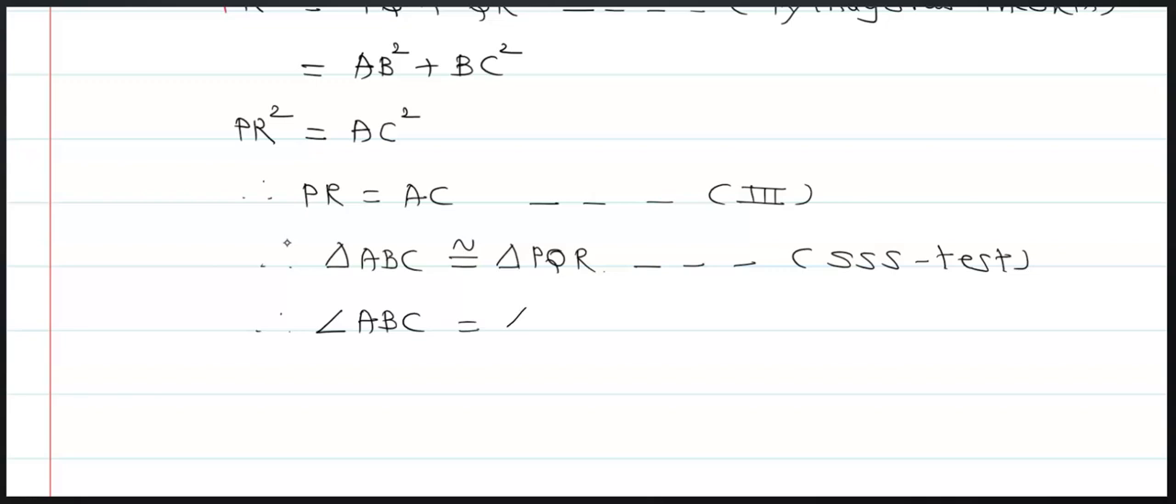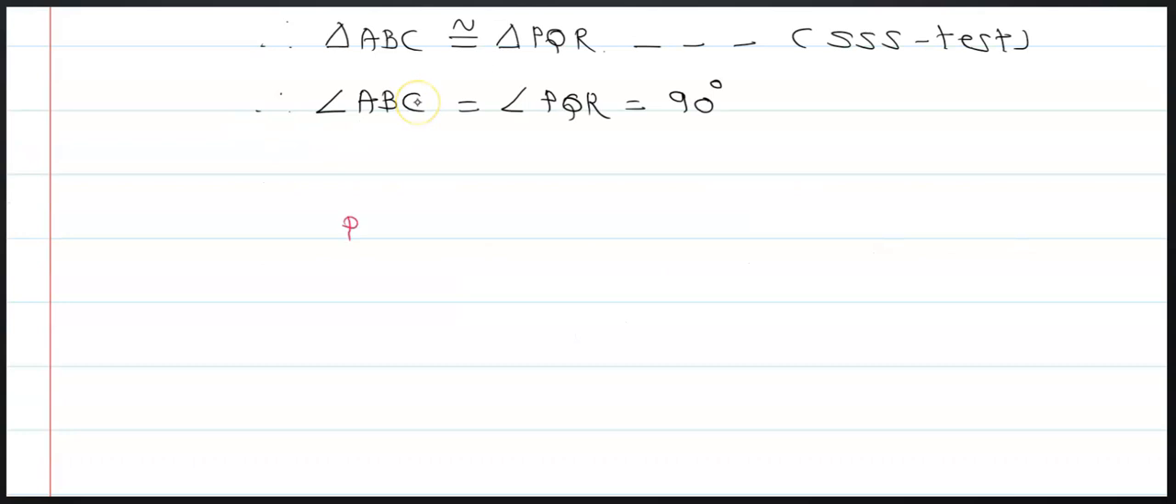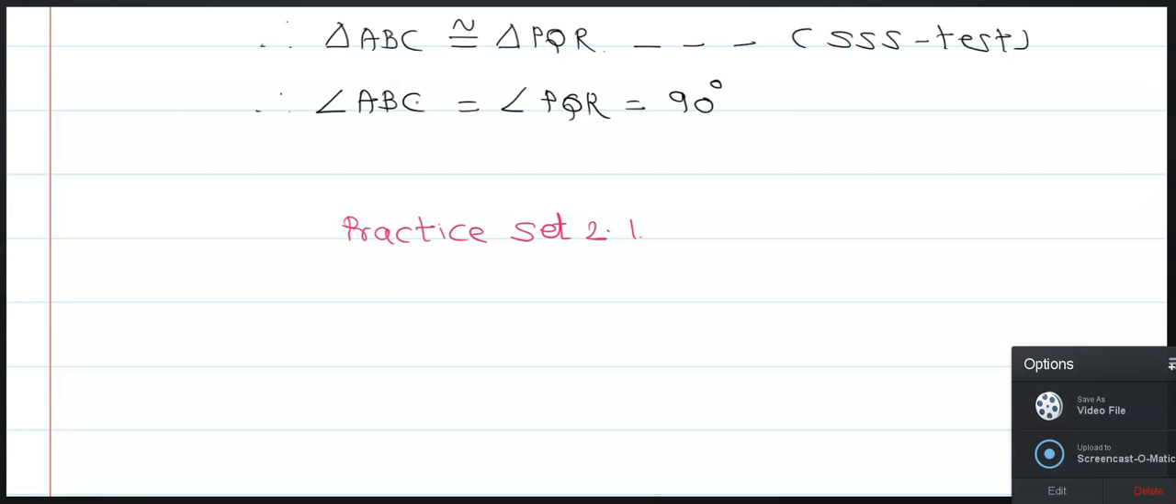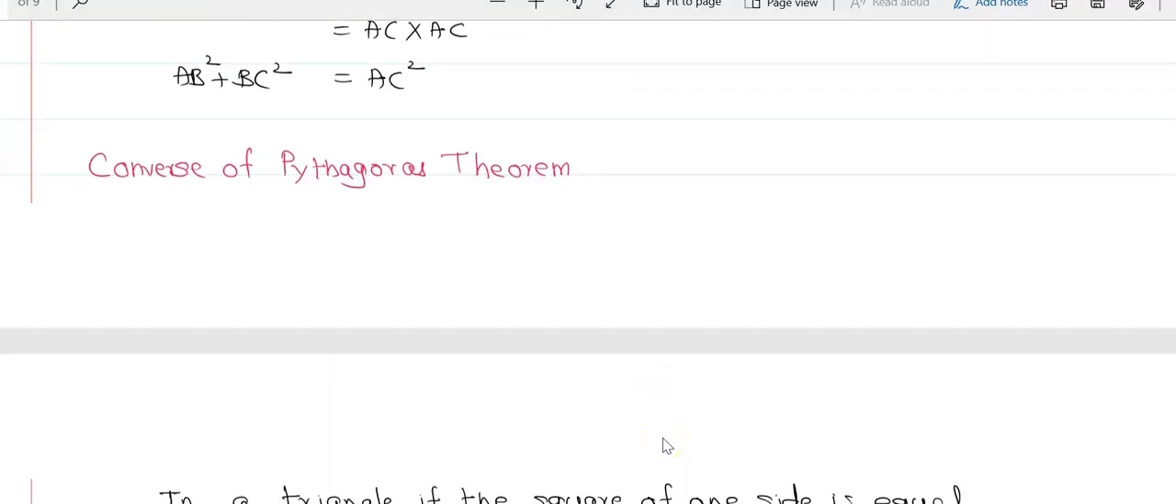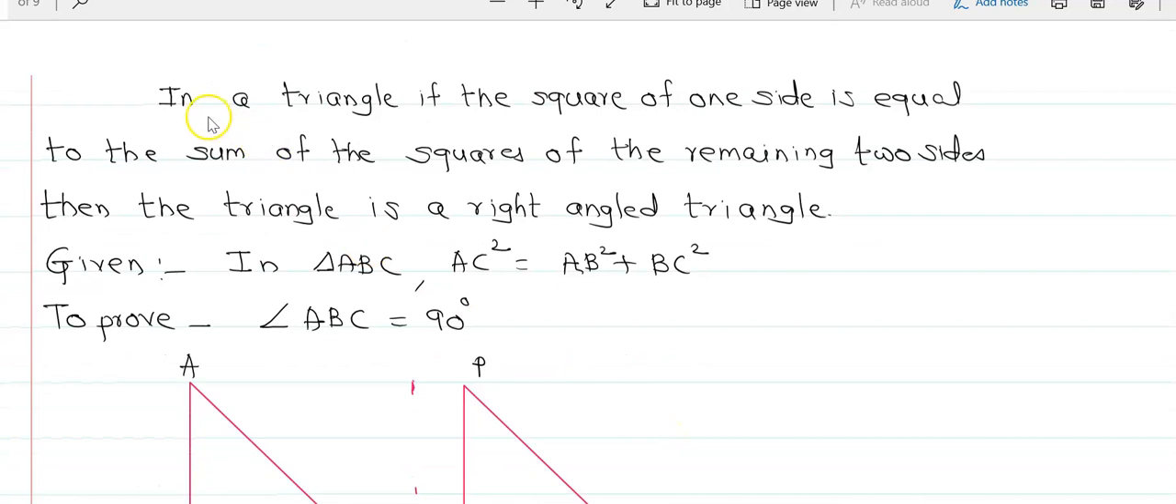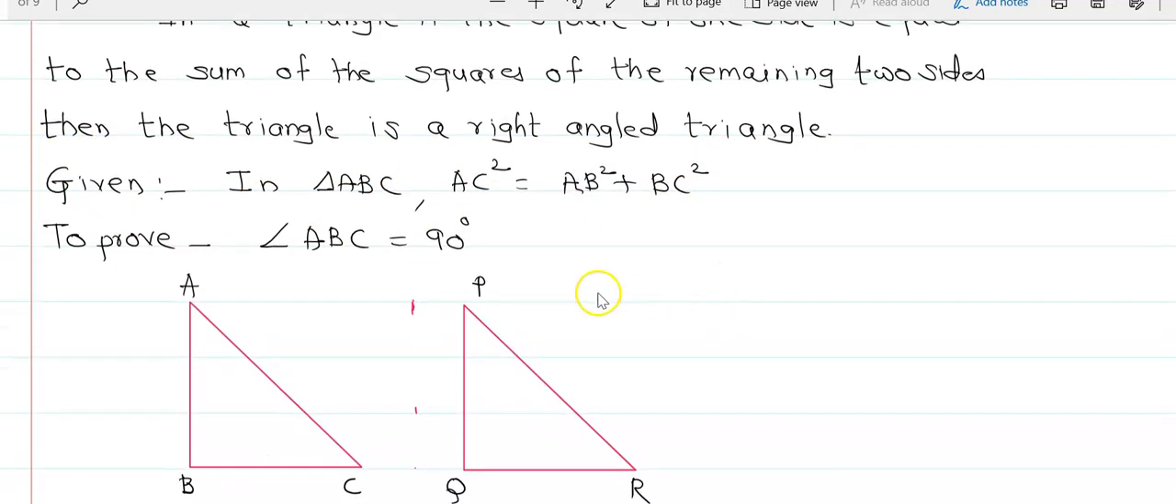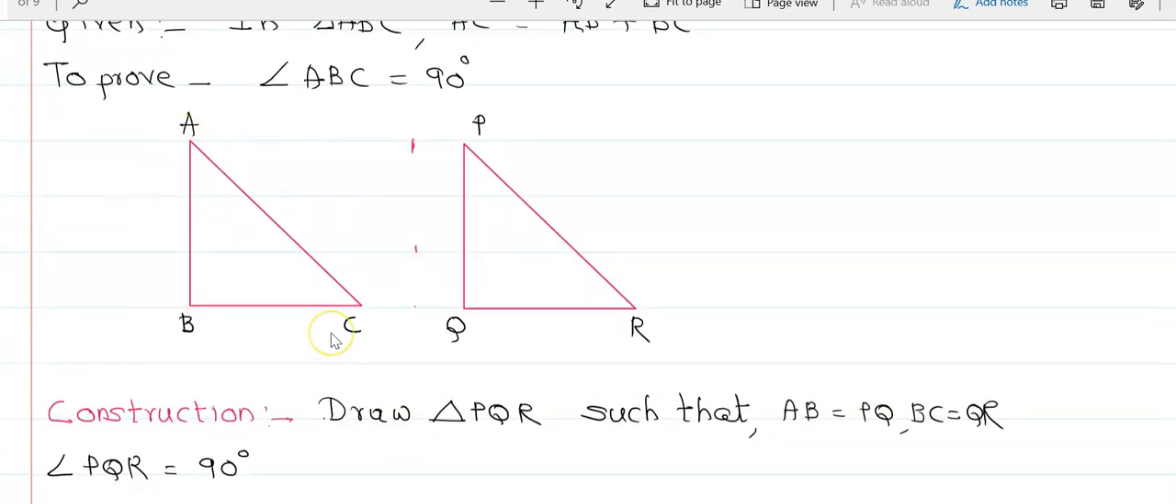But the measure of angle Q is 90. Therefore, measure of angle B is also 90. And hence, the converse of the Pythagoras theorem is proved. Now see this again. I will show what I had written on the board. The converse of the Pythagoras theorem: in a triangle, if the square of one side is equal to the sum of the squares of the remaining two sides, then the triangle is a right angle triangle. Given: in triangle ABC, AC square is equal to AB square plus BC square. To prove that angle ABC is 90.